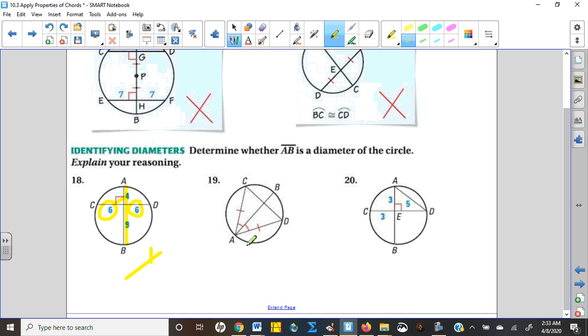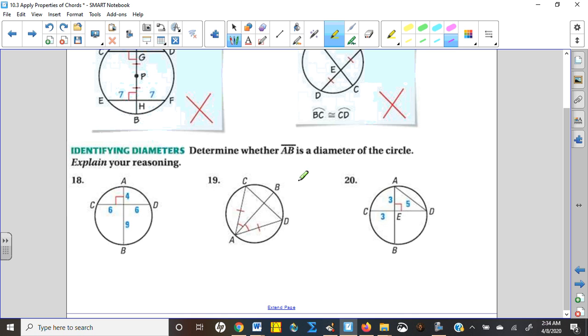I would also argue yes on number 19 because this is an isosceles triangle here. This angle bisector is also a median, so that means we're getting bisected, and an altitude. So this goes back to a theorem from the fall. But there you go. AB is a perpendicular bisector. That means AB has to be a diameter based on theorem 10.4.